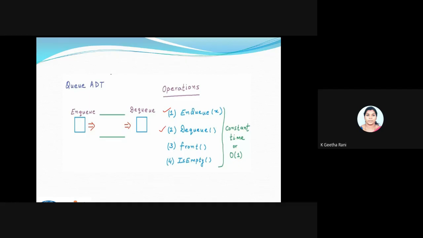I'm adding some extra operations. These operations are our wish, for our programming convenience. I can add so many operations. In stack also we'll be using things like top of, is empty or not, and all, but the main operations will be push and pop. Here also the main operations will be NQ the element, and DQ.